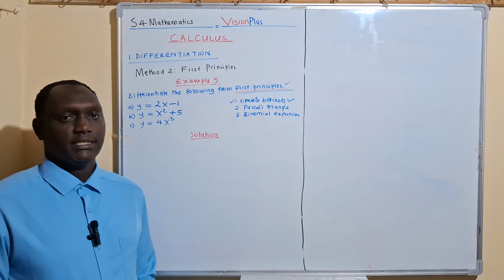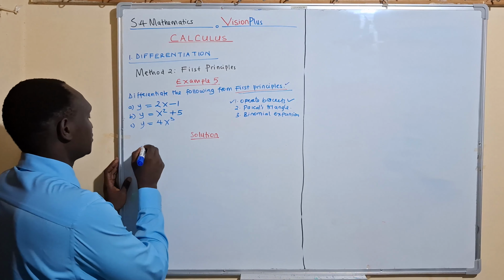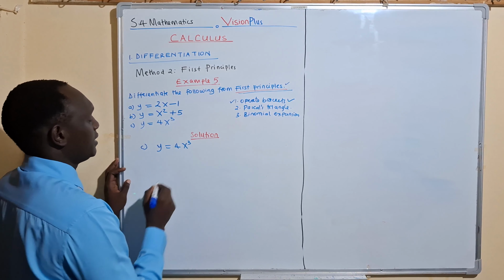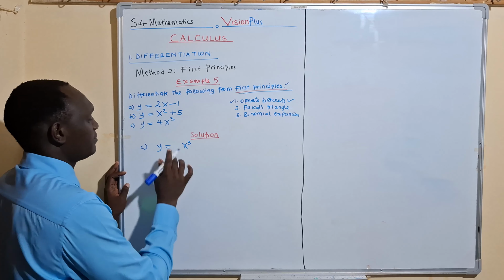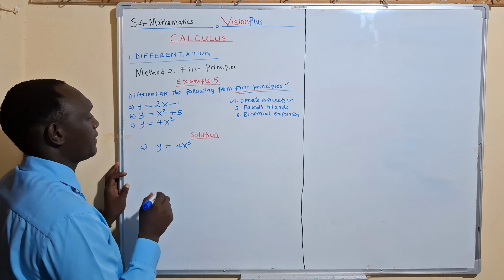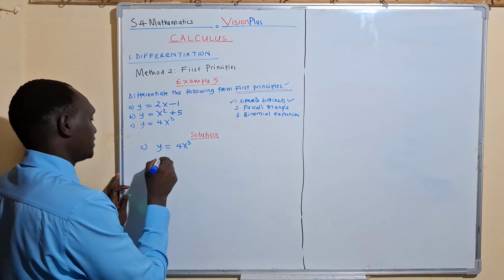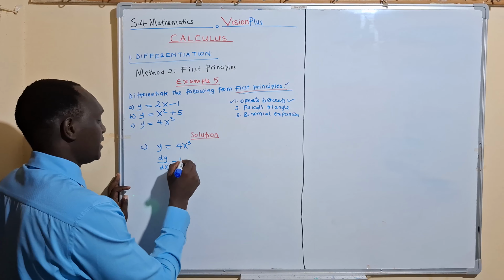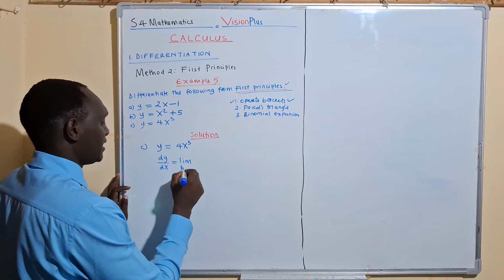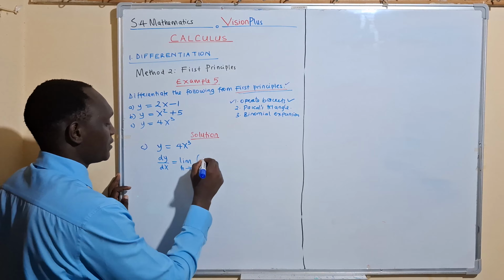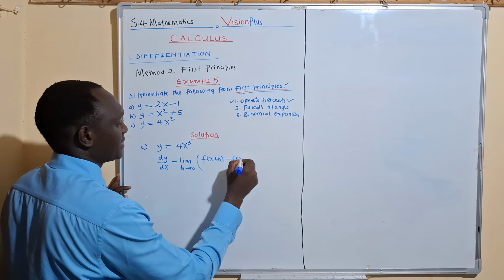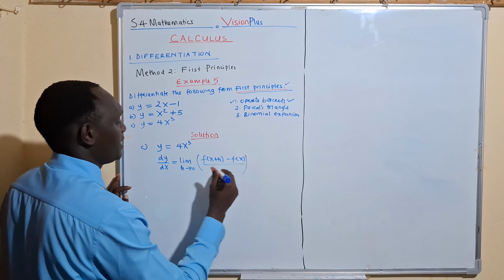And now lastly, part C. Part C, we have the function y equals 4x cubed, and we are to differentiate it from first principles. The formula for first principles is that dy/dx equals the limit as h tends to 0 of f(x plus h) minus f(x), over h.